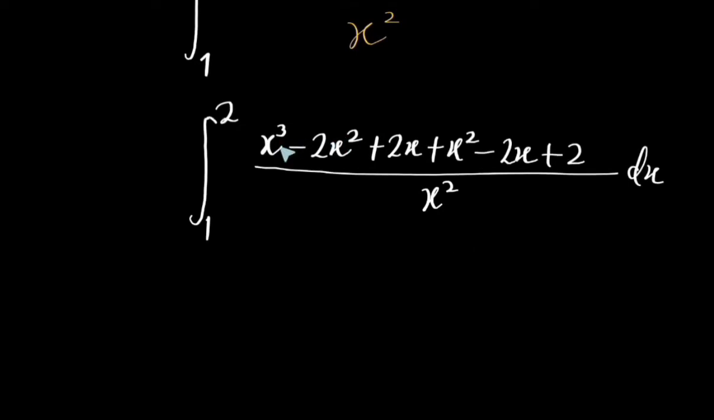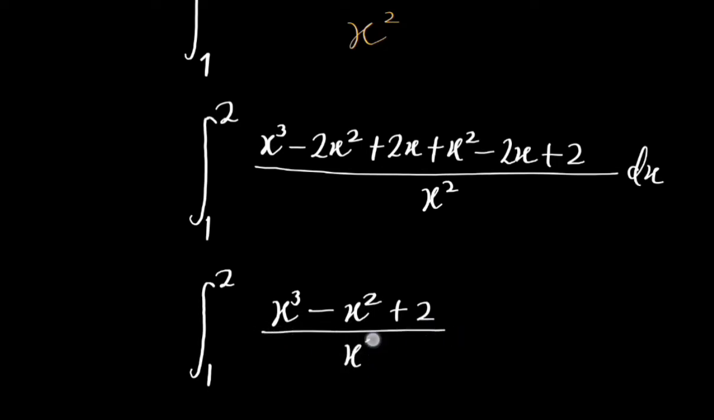Once you get to this stage, you group like terms, with the upper limit 2 and lower limit 1. So we have x³, negative 2x², and positive x² here, so we can deal with the x² terms by saying we have negative x². We also have 2x and negative 2x, making it 0. So at the end of the day we have plus 2, all divided by x² dx.